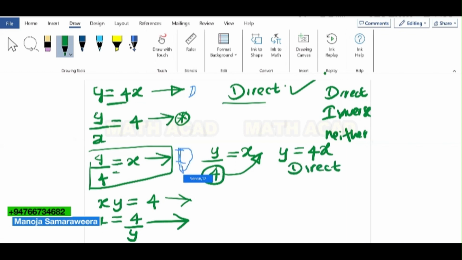Oh, I think I messed up on my graph. Sorry? I messed up on my graph. No, I can support you, right?